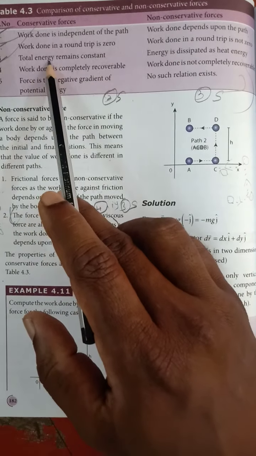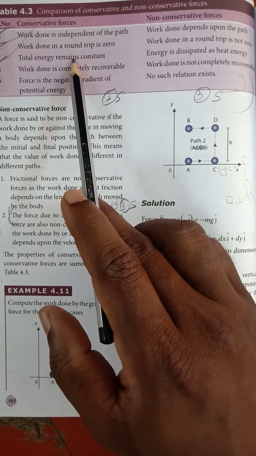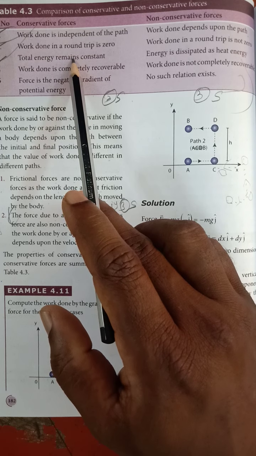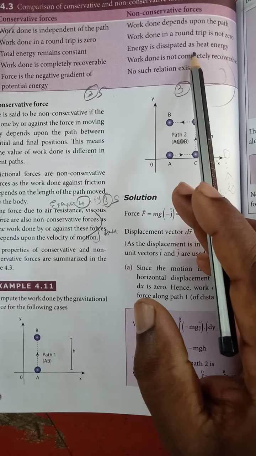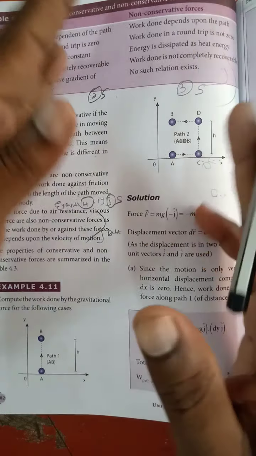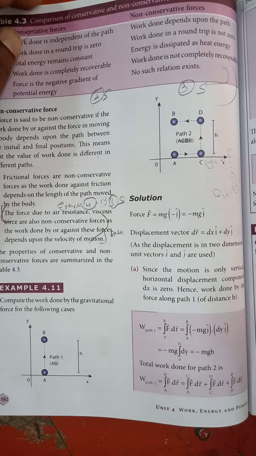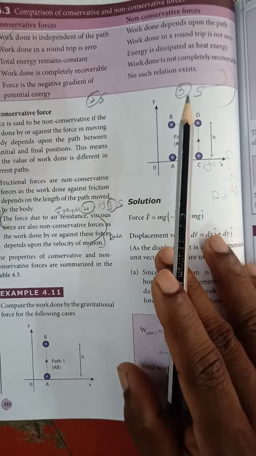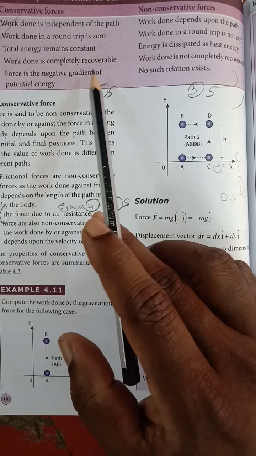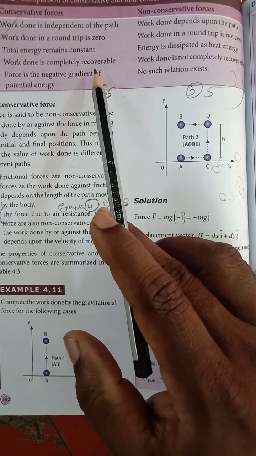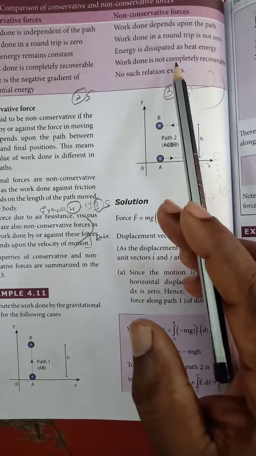Next, total energy remains constant for conservative forces. That means the kinetic energy and potential energy remain constant. For non-conservative forces, energy is dissipated as heat energy. For example, friction produces heat energy. Fourth point: work done is completely recoverable for conservative forces, so you can get the same thing again, but for non-conservative forces it is not completely recoverable.